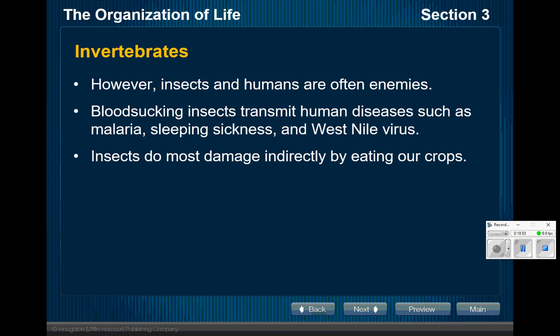However, insects and humans can often be enemies. Take our blood-sucking mosquitoes that carry things like the West Nile virus, or like we talked about earlier, malaria, or sleeping sickness that's caused by the kissing bug. They call it the kissing bug or bed bug. Insects do most damage indirectly by eating our crops, so damaging our crops, and then we can't eat them.